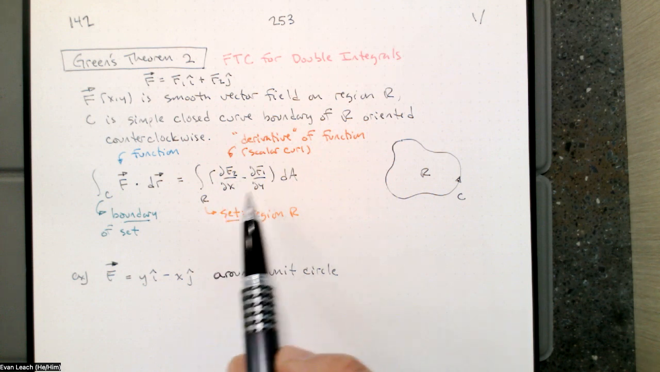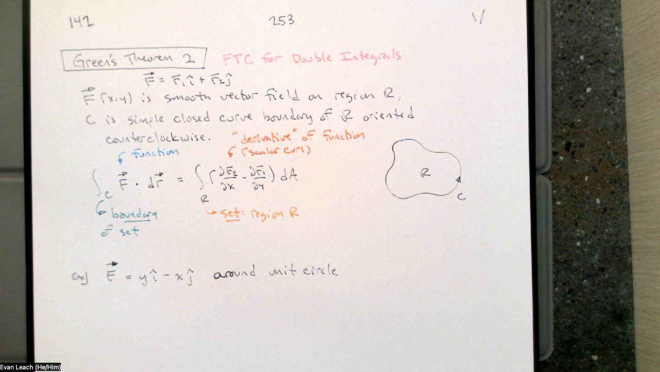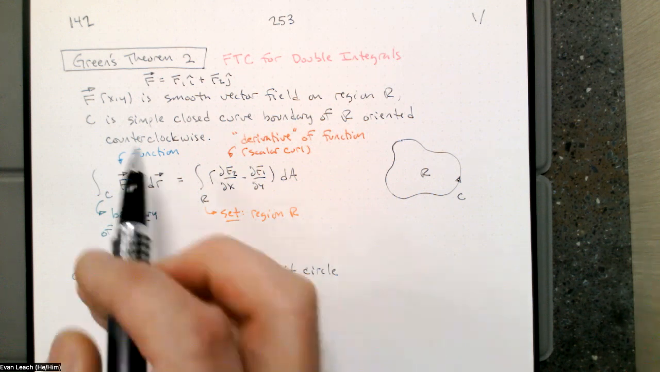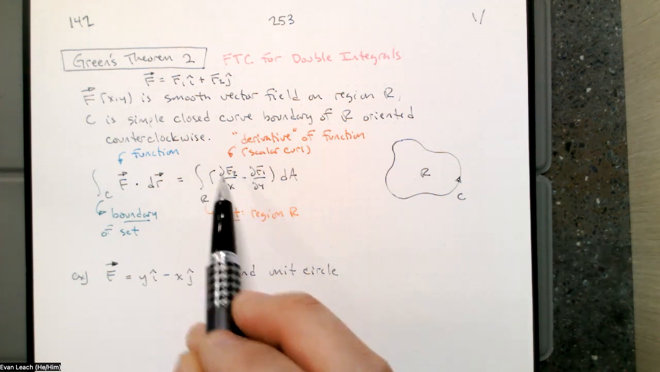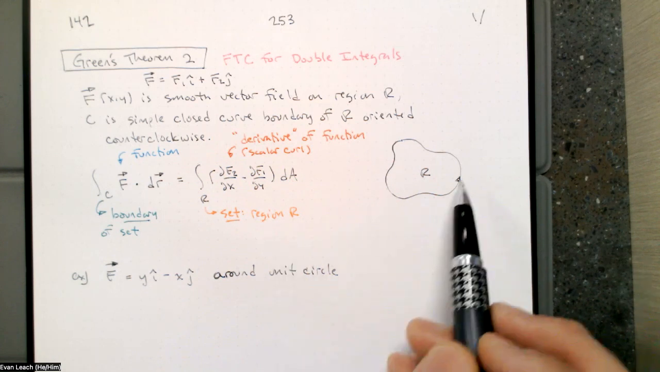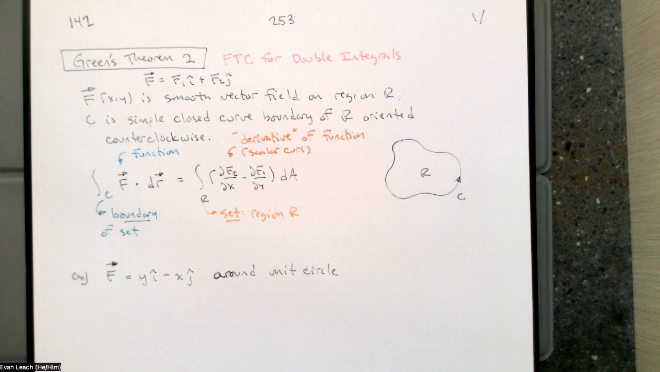It's this combination of partial derivatives, partial f2 with respect to x minus the partial f1 with respect to y. And taking the role of the function is our smooth vector field f. Our set over which we're integrating our derivative is this region in R2, and C is the boundary of that set going around in the positive direction, counterclockwise, our traditional positive direction. Counterclockwise, assuming that we're standing at the front of the clock.